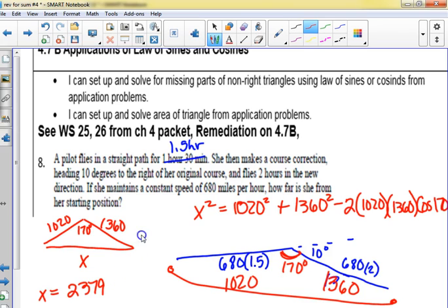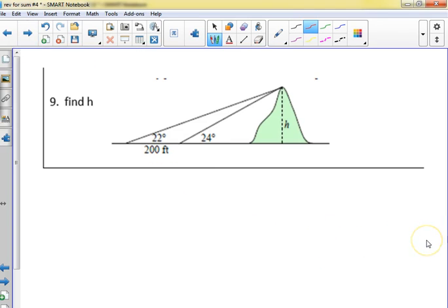0.4. I hope I'm close. Yeah. The longest third side would be if I added those together. That would be 1380, 2380. So it has to be less than 2380. I got 2379, but it's a 170 degree angle, so it should be pretty close. All right, seems reasonable.